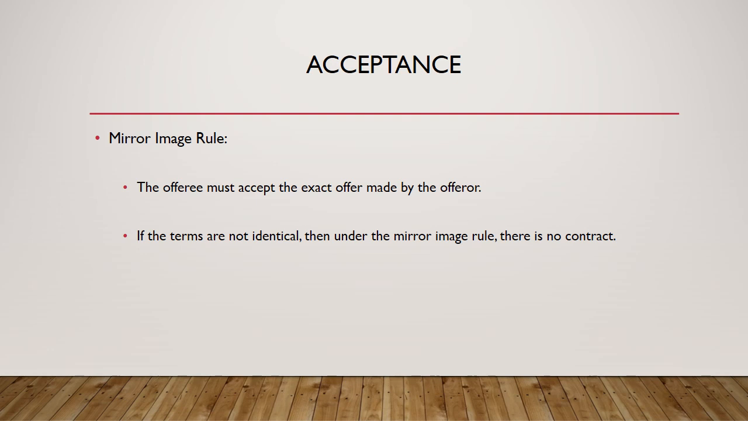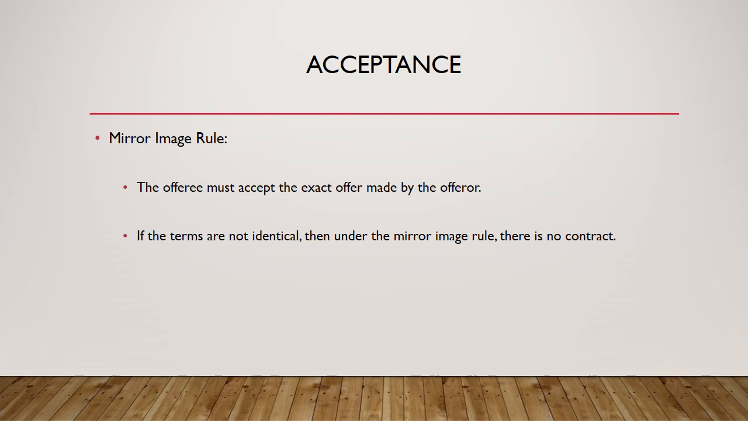The mirror image rule. This is a common law doctrine in the concept of contracts that requires the offeree to accept the exact offer that's made by the offeror. So if the offeror, back to our example, says, I'll pay you $2,000 to paint the house, then the offeree has to accept the offer of $2,000 to paint the house. The offeree can't come back and accept at a higher price or change other terms. The offer accepted has to mirror the offer made.